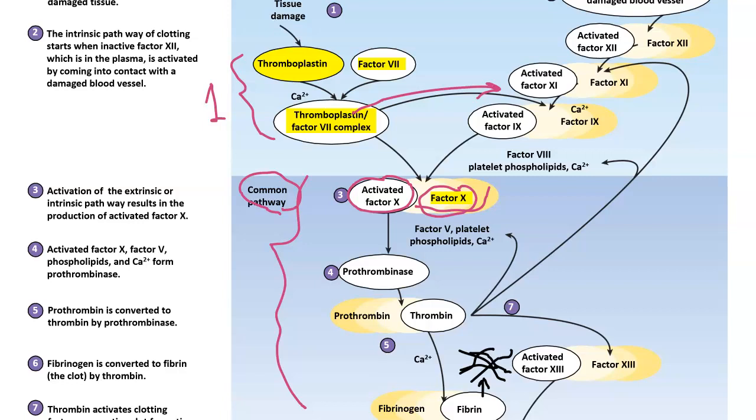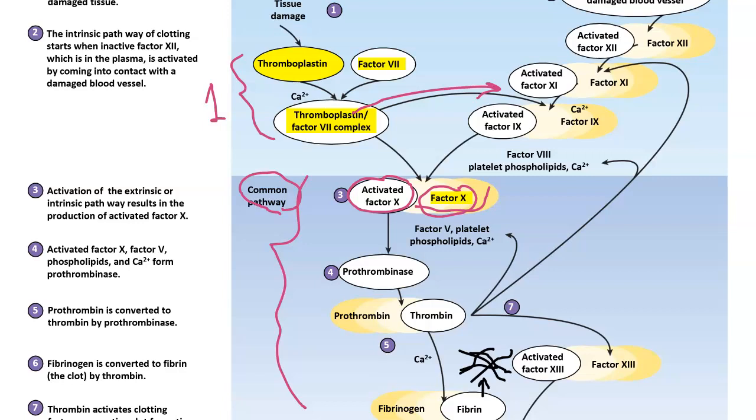So let me go back one more time. Both extrinsic and intrinsic pathway end in the production of the activated factor 10. Activated factor 10 activates prothrombinase. Prothrombinase turns prothrombin into thrombin. Thrombin turns fibrinogen into fibrin. So once you have the fibrin, these are the fibers needed for the clot. So finally, you will have the fibrin clot.